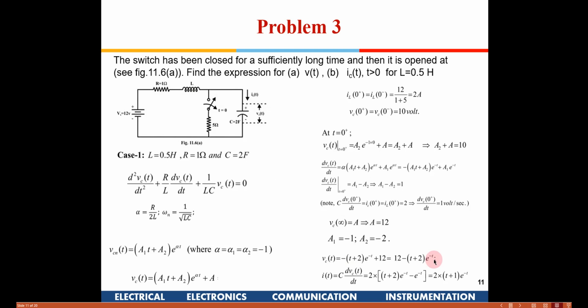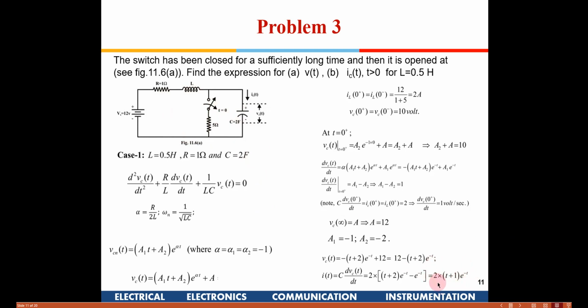Now to find the current equation, it is C dV by dt. So you differentiate this equation which we got once and multiply it by 2, which is the value of the capacitance. So you get the current equation. If you see in this current equation also, it is exponentially dying off, because once you have switched it off, the current has to slowly come to 0. Once the capacitor gets charged to the full 12 volt, the current will be 0. So you can verify your answer that way.